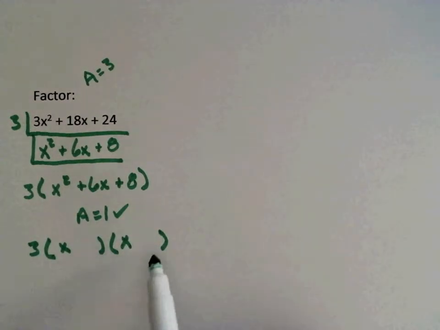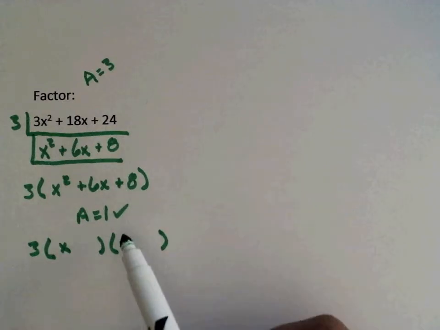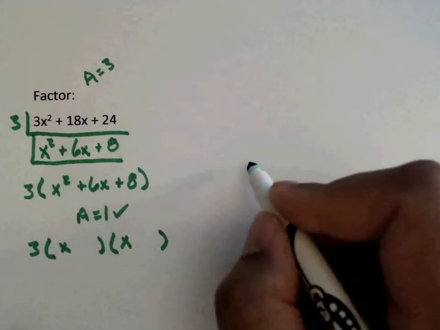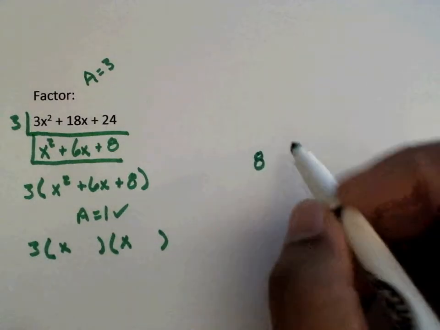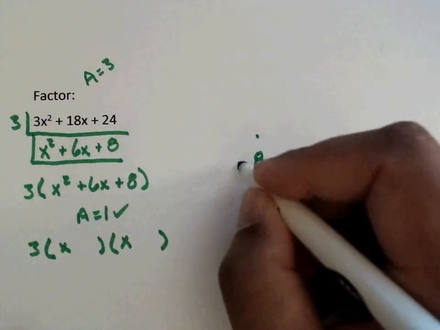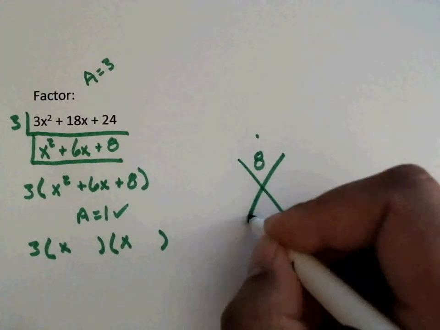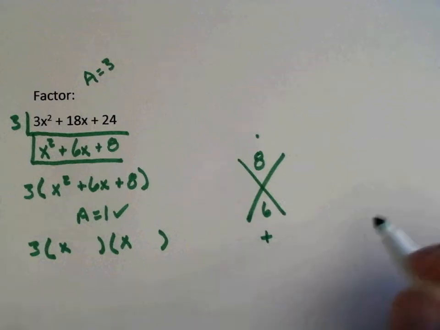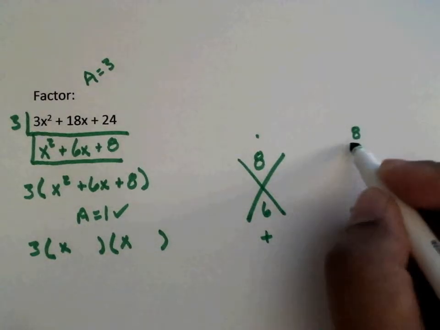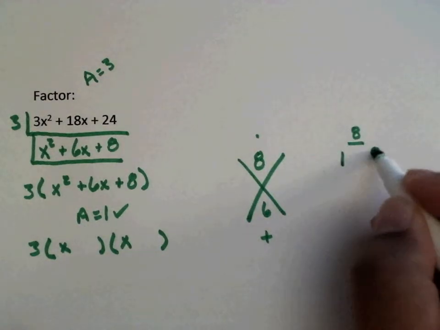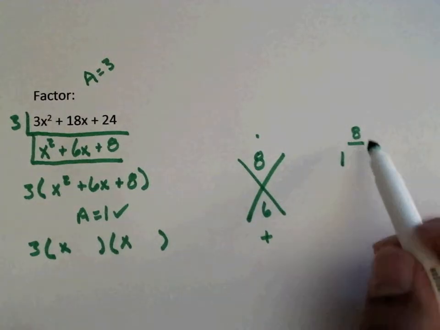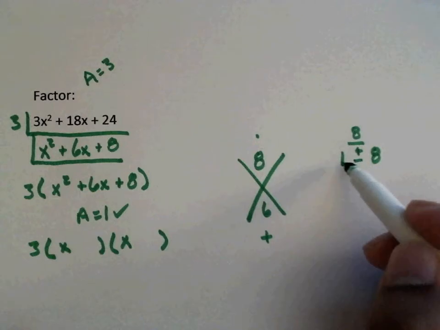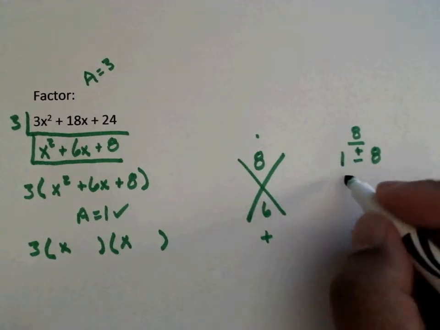And so now all I have to do is find out what my two factors are. So I have to figure out what two numbers multiply to give me my last term. So what two numbers multiply to give me 8? And then what two numbers will add up to give me 6? So I'm going to put my 8 here. I'm going to start with 1. And we know 1 times 8 is 8. If we add those together, we do not get 6. If we subtract 1 minus 8, we do not get 6.